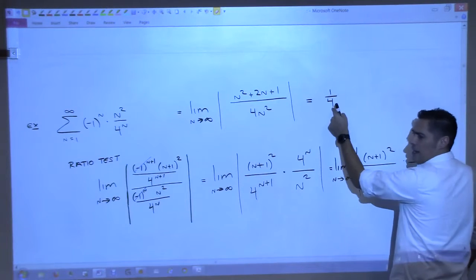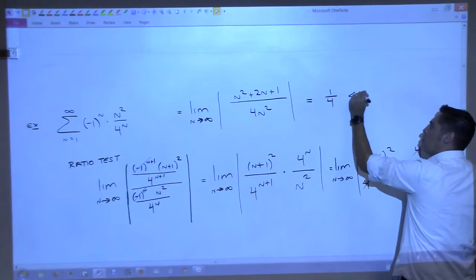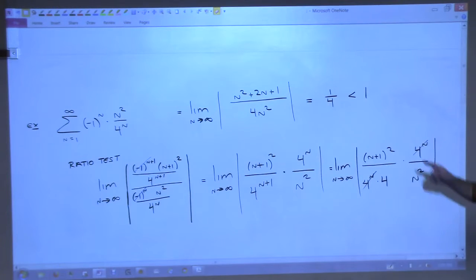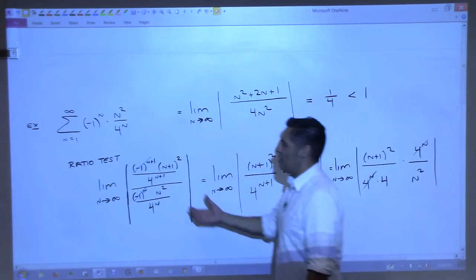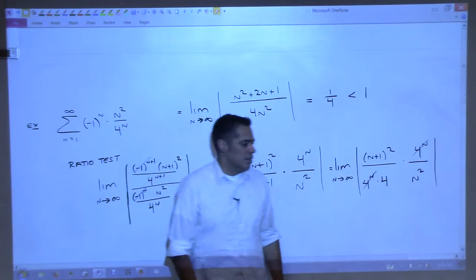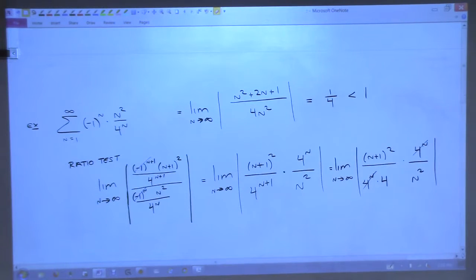And this is the answer, right? This is L, and that's less than 1. So what does that mean? That converges. Okay? This is a convergent series. Don't know what it converges to, but it's convergent. Let's do another one.